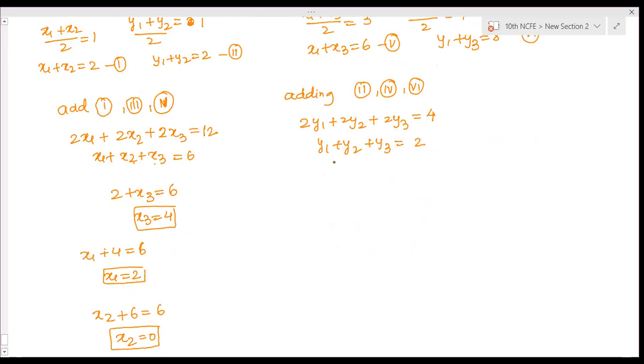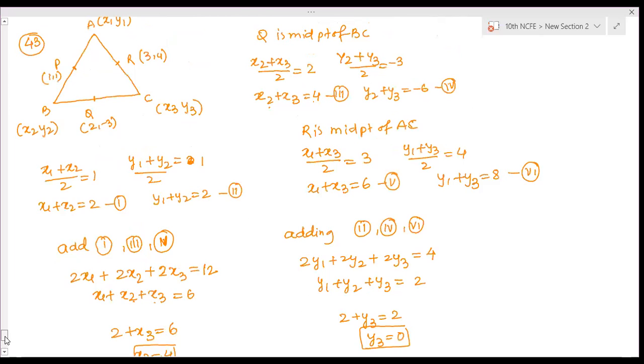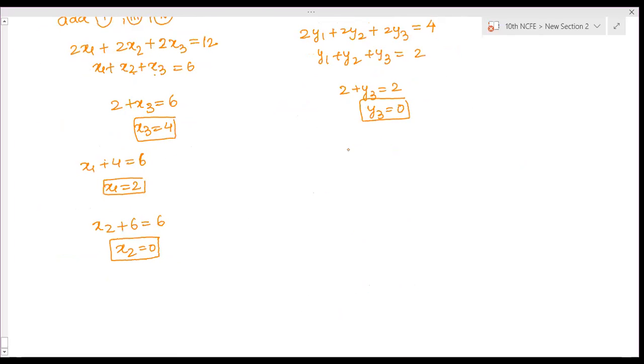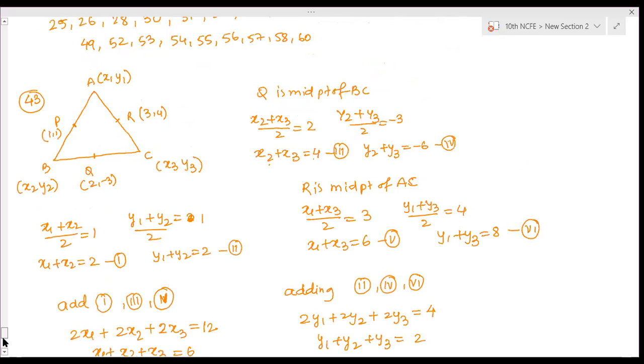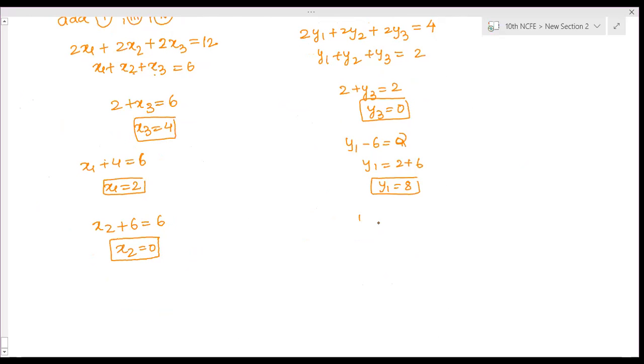In a similar way, calculate for y. y1 plus y2 we have 2. Substitute here: 2 plus y3 is equal to 2. So y3 is equal to 0. Then y2 plus y3 is minus 6. So y1 minus 6 is equal to 2. y1 is equal to 2 plus 6, y1 is equal to 8. And again the last value, y1 plus y3 is 8. So y2 plus 8 is equal to 2. y2 is equal to 2 minus 8, minus 6.